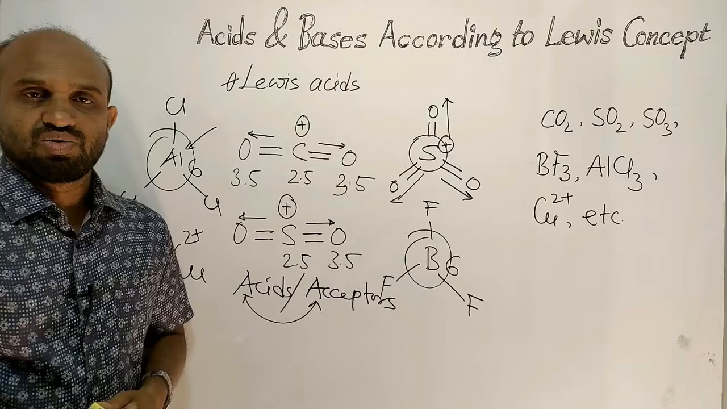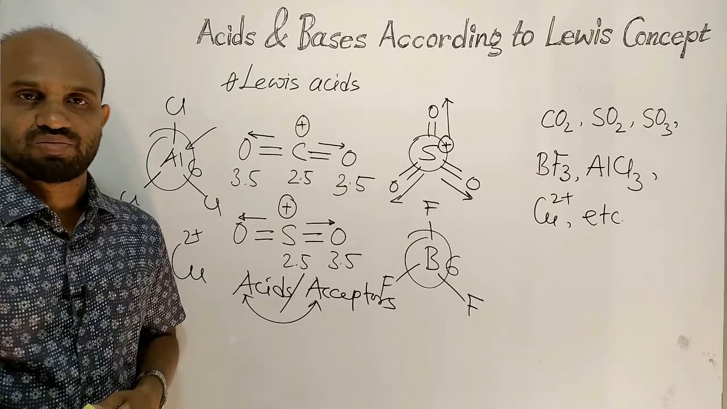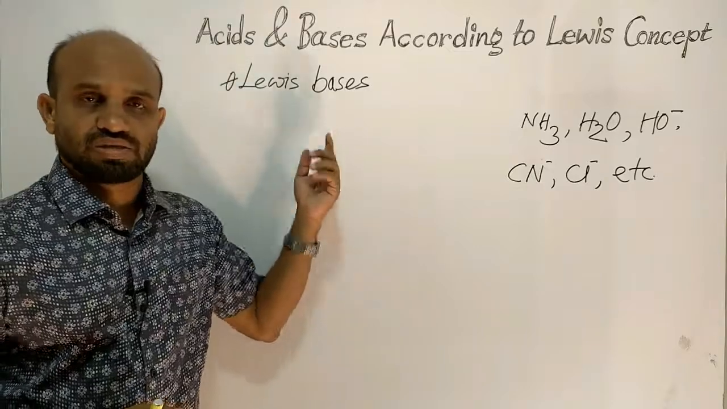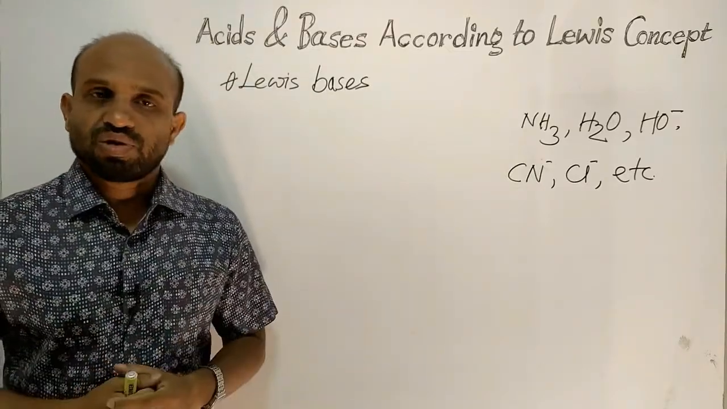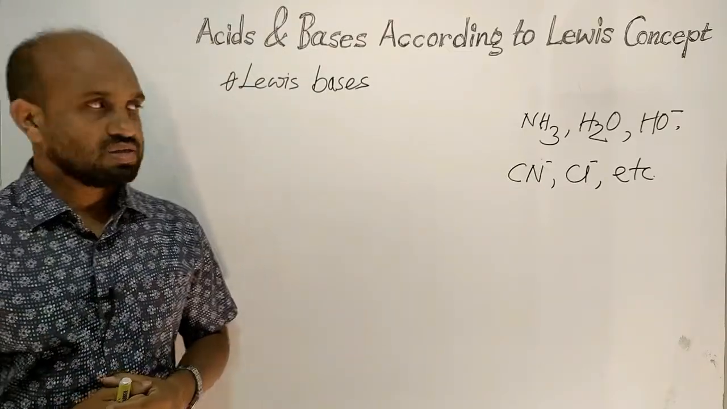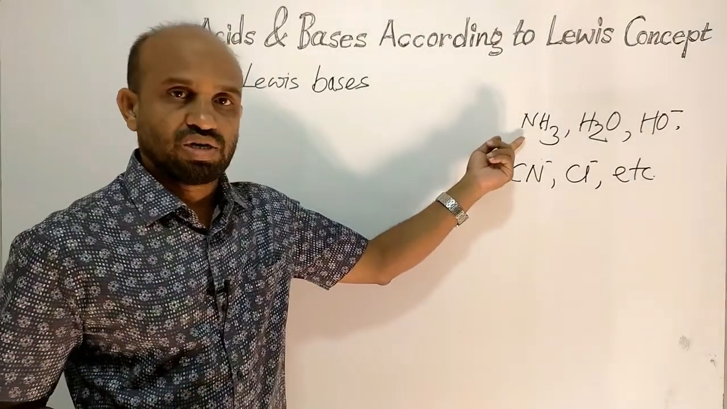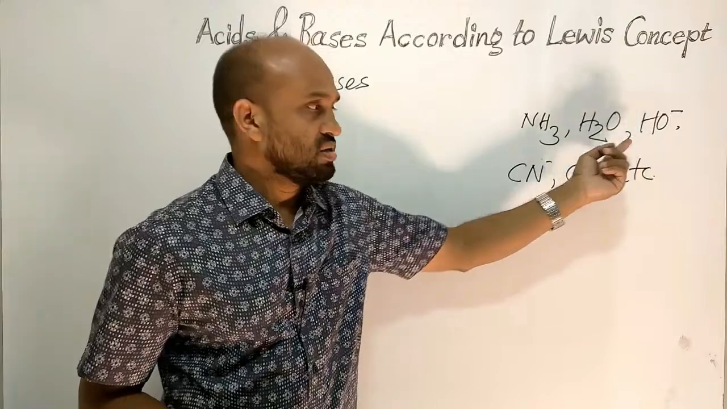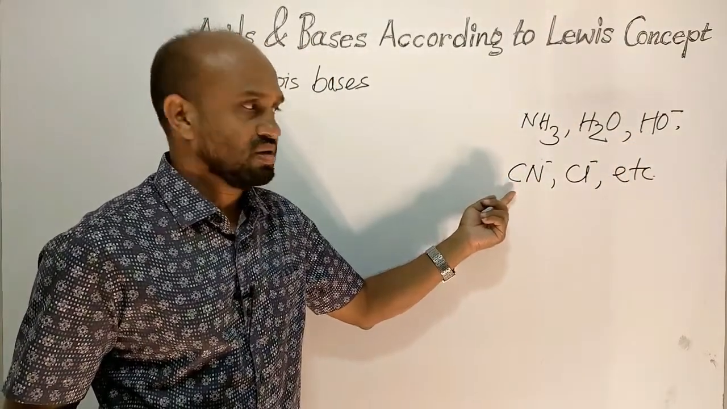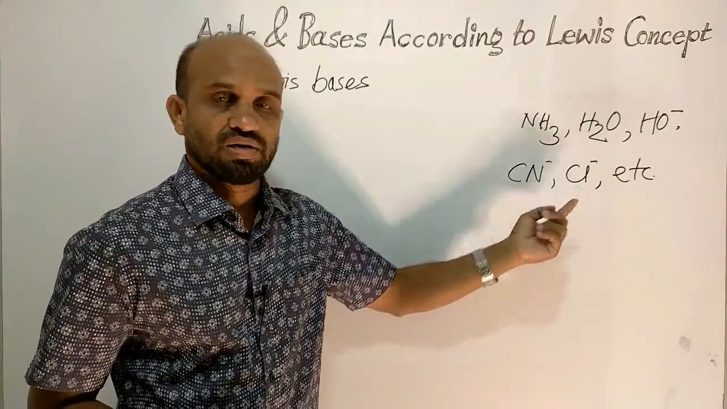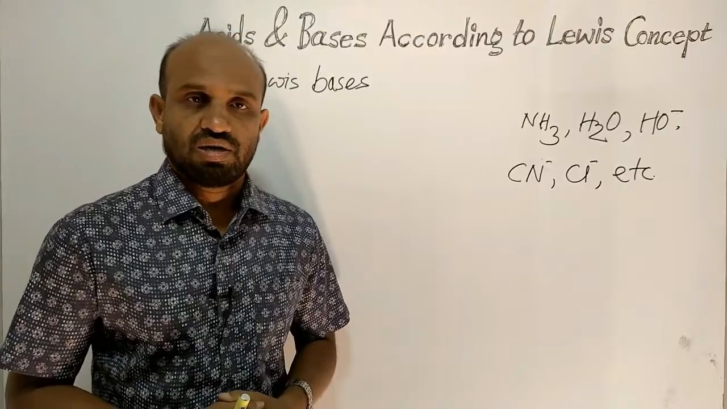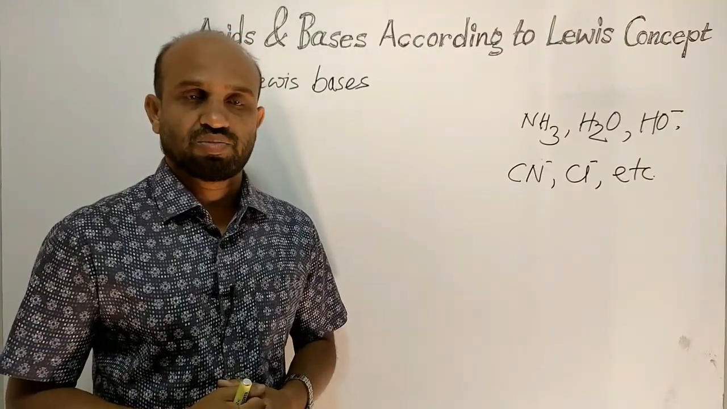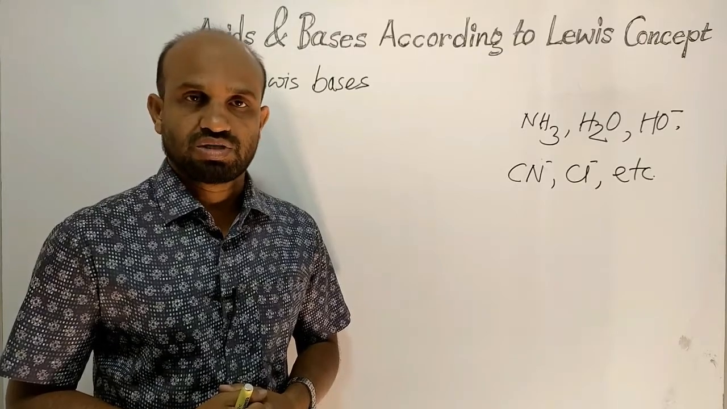Now let's see which compounds are Lewis bases. Now the point is Lewis bases. Which compounds are Lewis bases? Here ammonia, water, hydroxide ion, cyanide ion, chloride ion, etc. are Lewis bases. Now let's see the characteristic properties of Lewis bases.